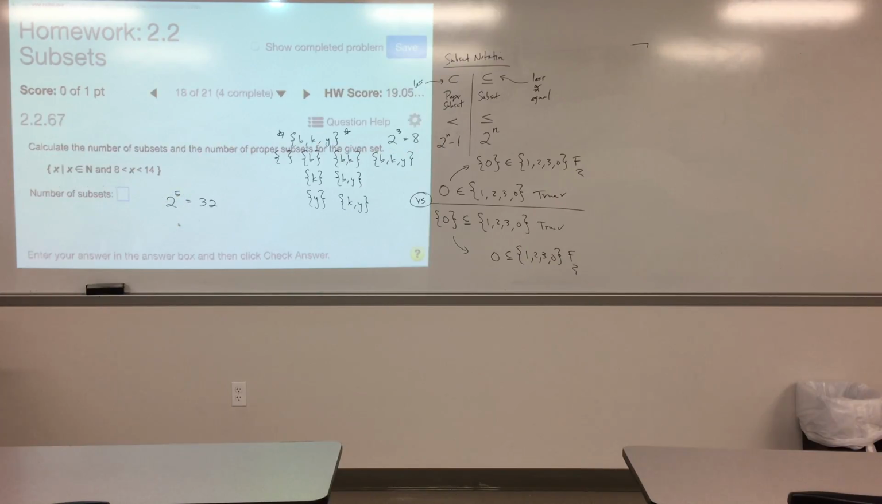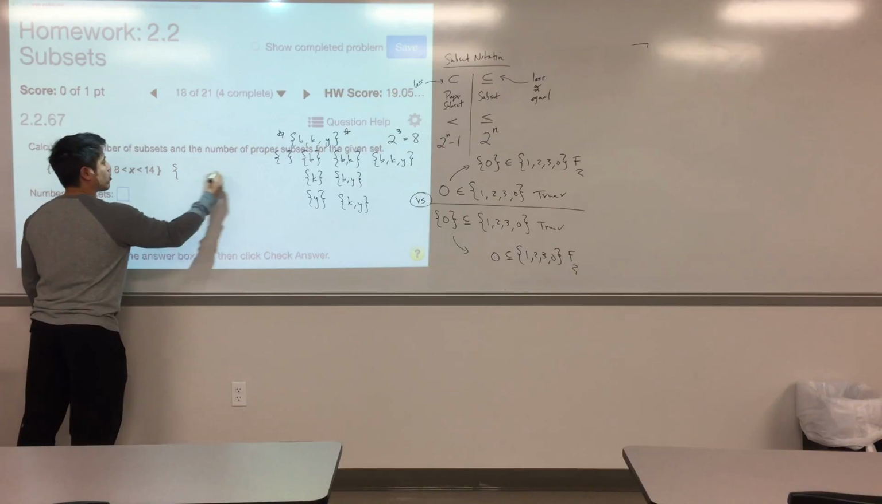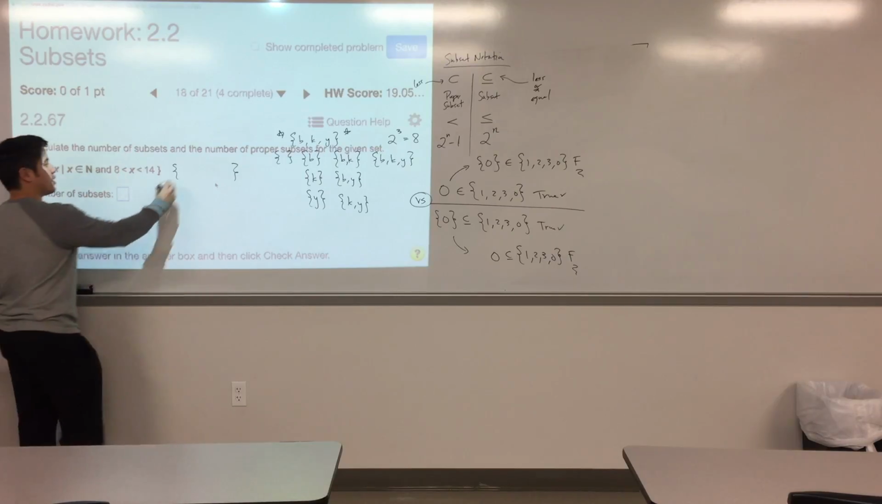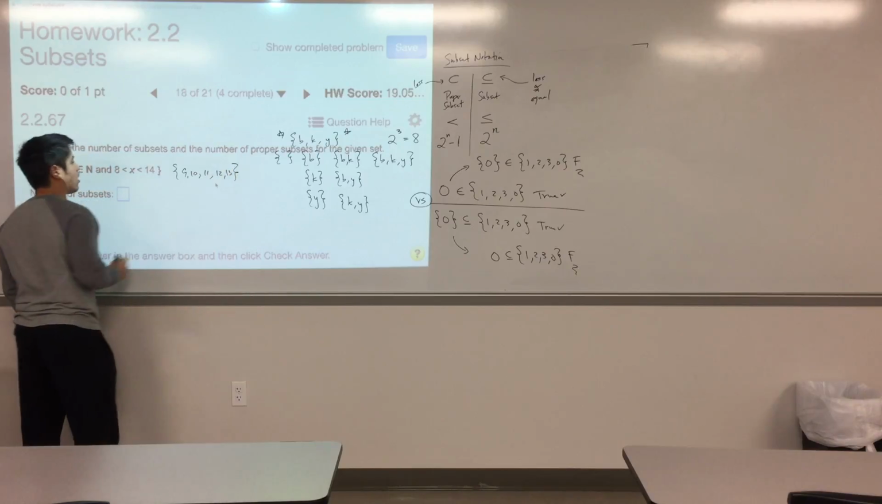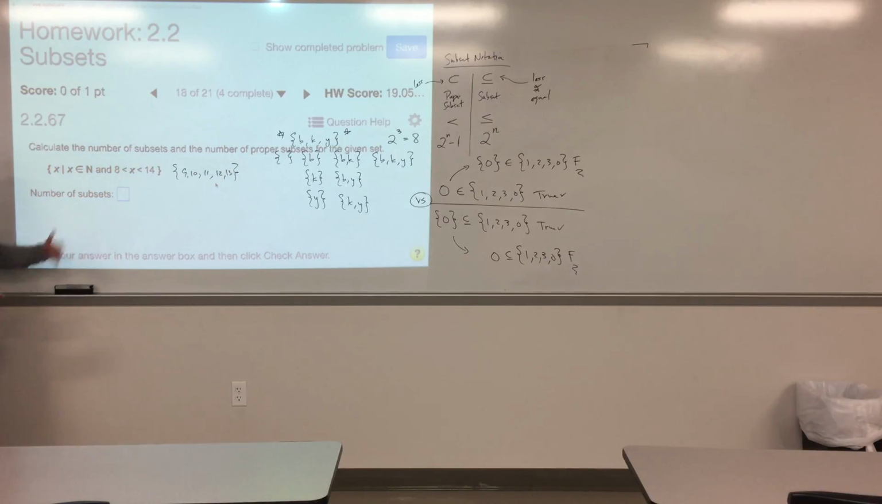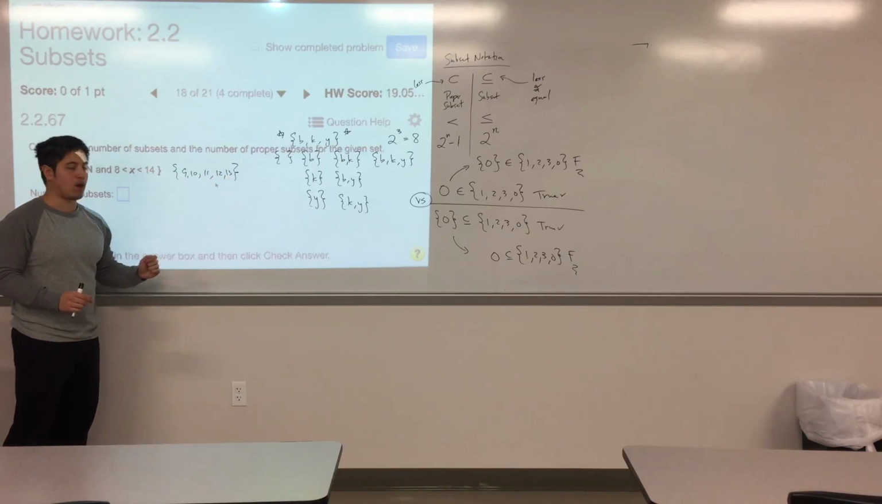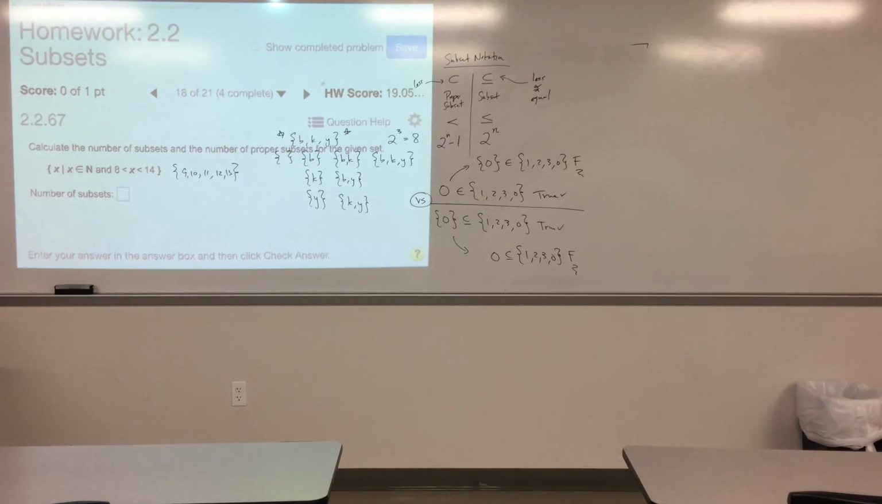Okay? So on this next one, the only reason why this one's a little more tricky is because you actually have to go and create your set yourself. So this set is going to be the natural numbers between 8 and 14, which would be 9, 10, 11, 12, and 13, right? And now you can use your formula, 2 to the 5th power for your subsets, and then minus 1. I'm not going to do that.